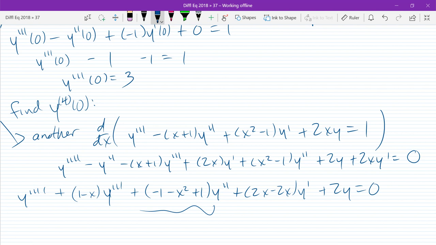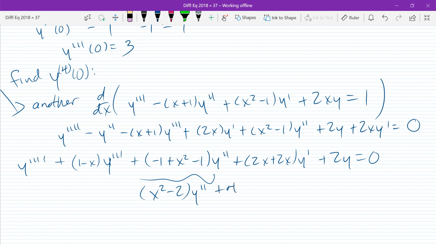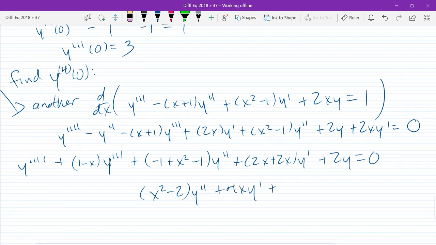That is going to affect y prime, so that'll be 2x plus 2x. And the double prime gets plus, minus. So it'll be x squared minus 2. Y double prime plus 4xy prime plus 2y equals 0.